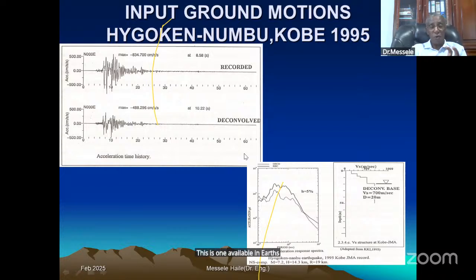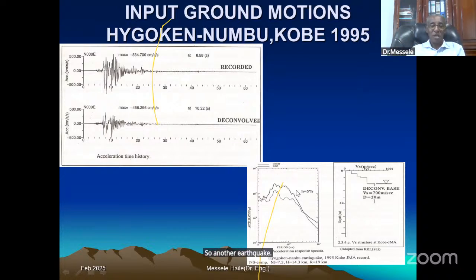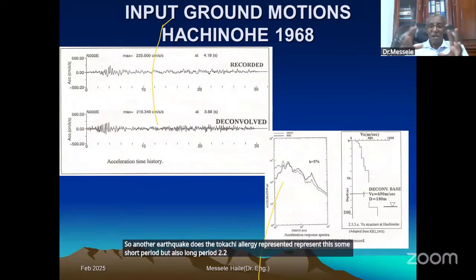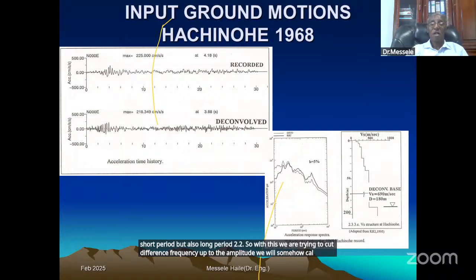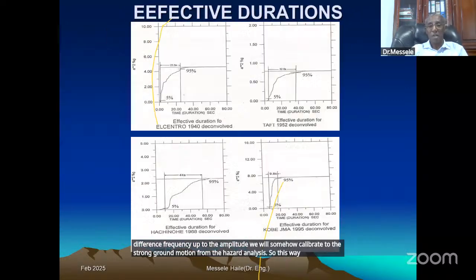So if you use the four, the El Centro earthquake represents short period. The Taft earthquake represents medium period. The Kobe earthquake, you can see from the frequency content, it is like a bomb. It is between 0.5 and 1. It is flat. Then the Tokachi-oki earthquake represents some short period, but also long period, 2.2. So with this, we are trying to cover different frequencies. As for the amplitude, we will calibrate it to the strong ground motion from the hazard analysis. So you can add another one, but these are the common methods.